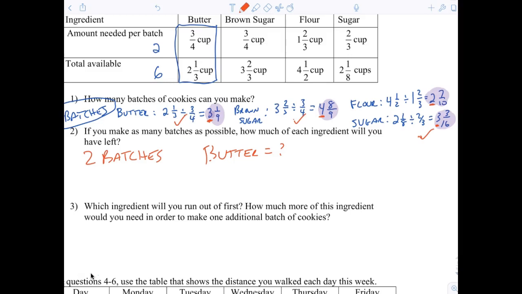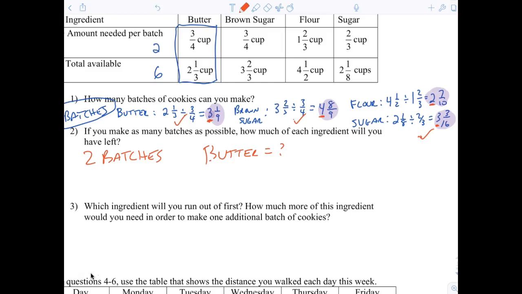2 minus 3. Ooh, for butter? Oh no, 3 and 1/9. Where are you coming up with 3 and 1/9? No, but I'm asking you. I'm making. Listen to me. Trust me. I know how to do these.